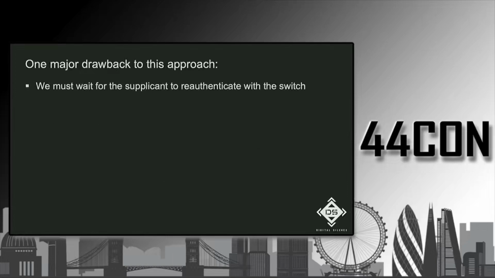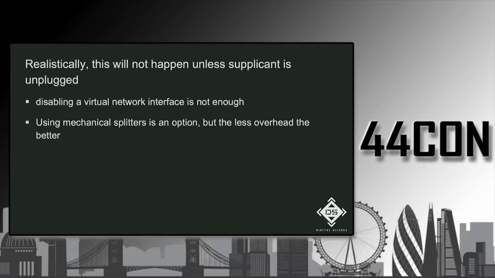The major drawback to this approach is that we have to wait for the supplicant to re-authenticate with the switch. And actually, this is not going to happen unless the supplicant is unplugged, realistically. Disabling a virtual network interface usually is not enough to make this happen. We could use mechanical splitters, as we did earlier, to kind of disconnect it and then reconnect it remotely.